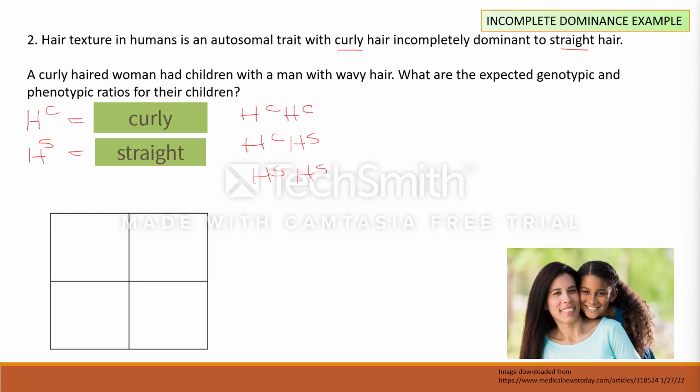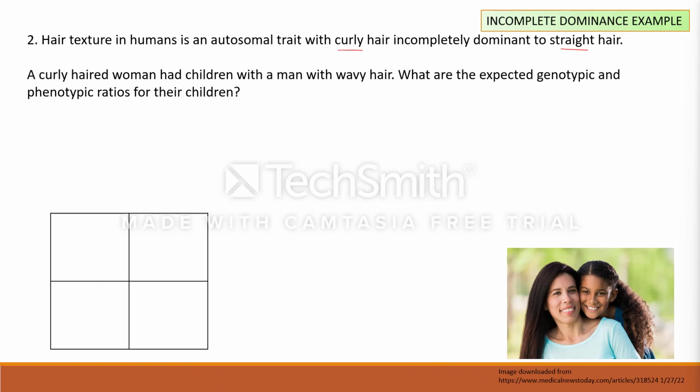And because we're dealing with incomplete dominance, we have a bit of a difference. For the ones that have 2 HC alleles, they will definitely have curly hair. The one with the 2 HS alleles will have straight hair. And these ones here that are heterozygous are actually going to have in between curly and straight, which would be wavy. Wavy individuals are HCHS.